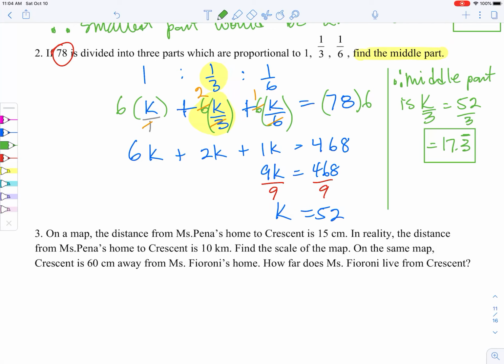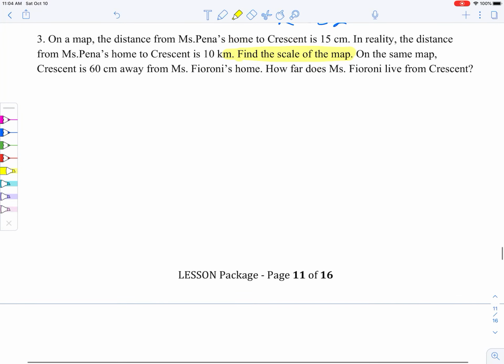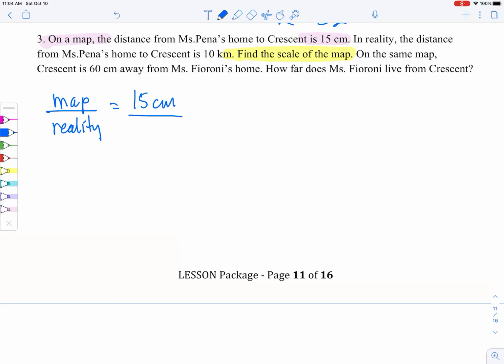Question 3. On a map, the distance from Ms. Penna's home to Crescent is 15 centimeters. In reality, the distance from her home to Crescent is 10 kilometers. So first, we're going to find the scale of the map. So let's do that part first. If we look at map versus reality, on the map it's 15 centimeters. But in reality, it's 10 kilometers.